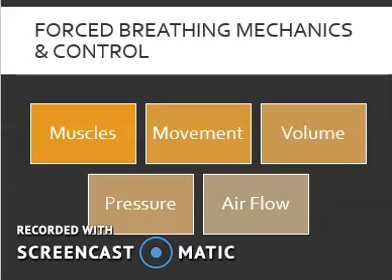Forced breathing mechanics and control. There are different processes that happen during inspiration during exercise and expiration during exercise. The movements that happen in inspiration are the external intercostal muscles and the diaphragm. Both contract due to a larger impulse being sent from the respiratory control center.